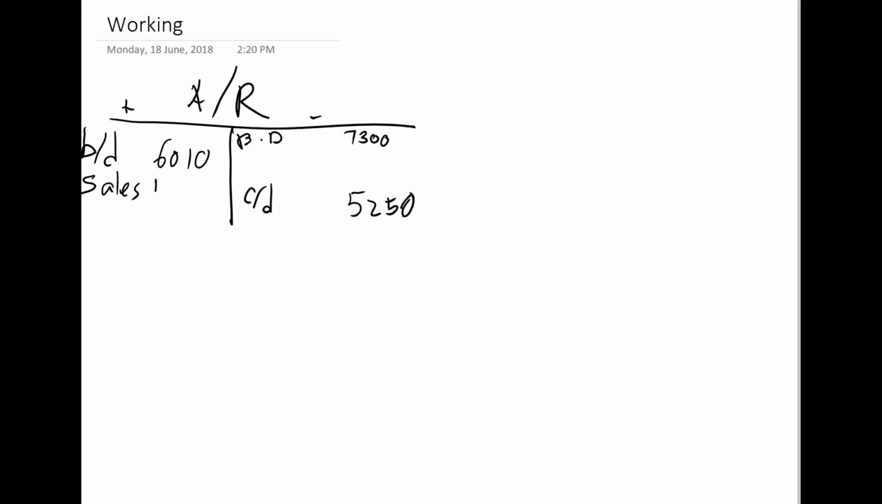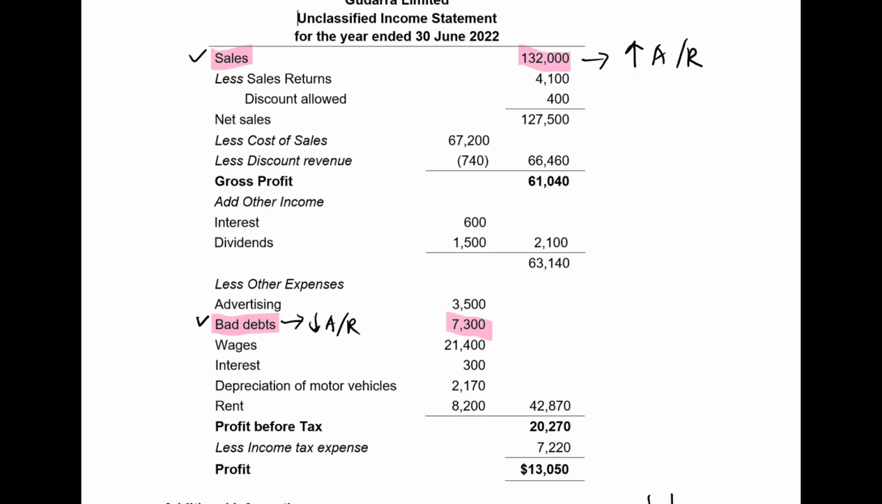Okay, so it's supposed to be 132,000. Okay, just like that. Okay, once you're done, you shall look at your sales return. Okay, look at your sales return.